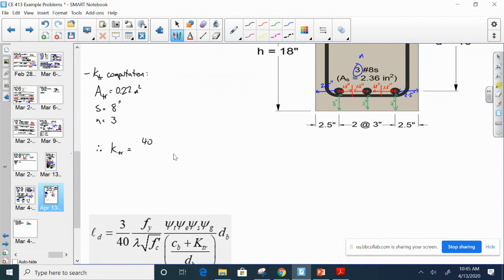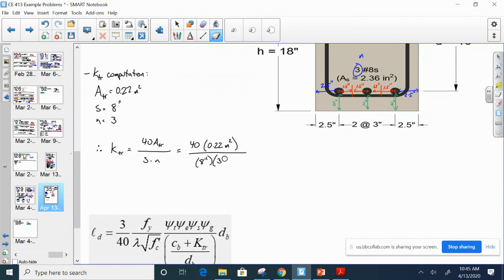So this is 40 ATR over S times N. So that's 40 times 0.22 inches squared over 8 inches times 3. It's a number, not inches. And so when you plug and chug that, you get 40 times 0.22 divided by 8 times 3. Hold on. I'm getting 0.367 inches.